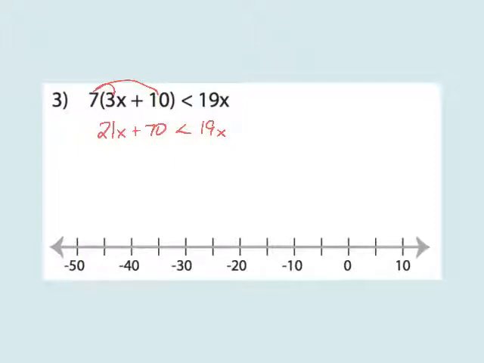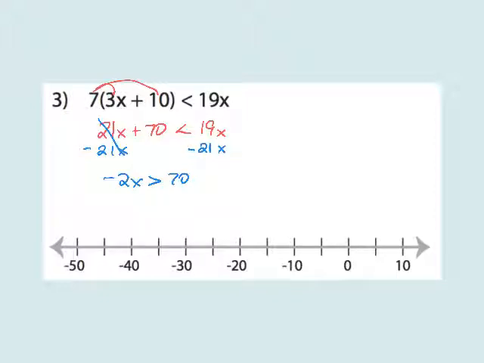Now I want to get variables on one side and numbers on the other, so I'll move the 21x. Now this is different than I would usually do, but I see the 19 by itself already, so I go to the right with the variable. Now I'll actually do a flip-flop, so 19 minus 19 would be 0, minus 2 more is negative 2x. I'll flip the sign too, is greater than 70.